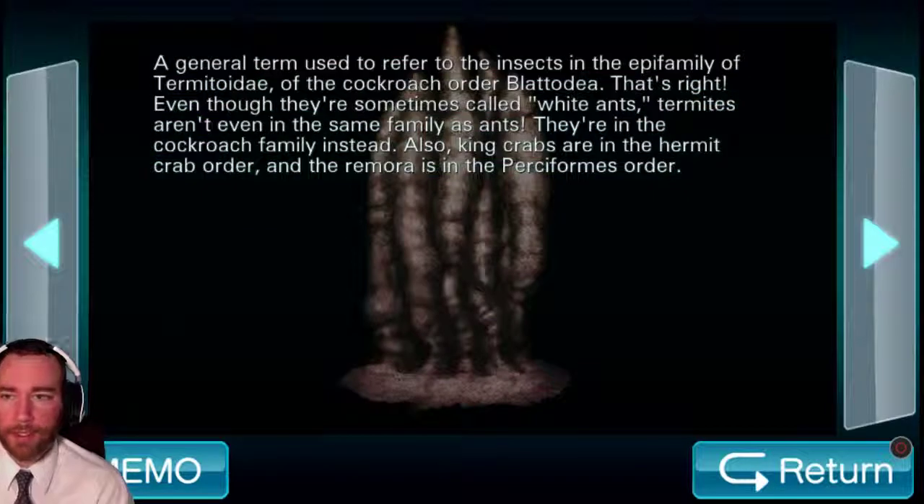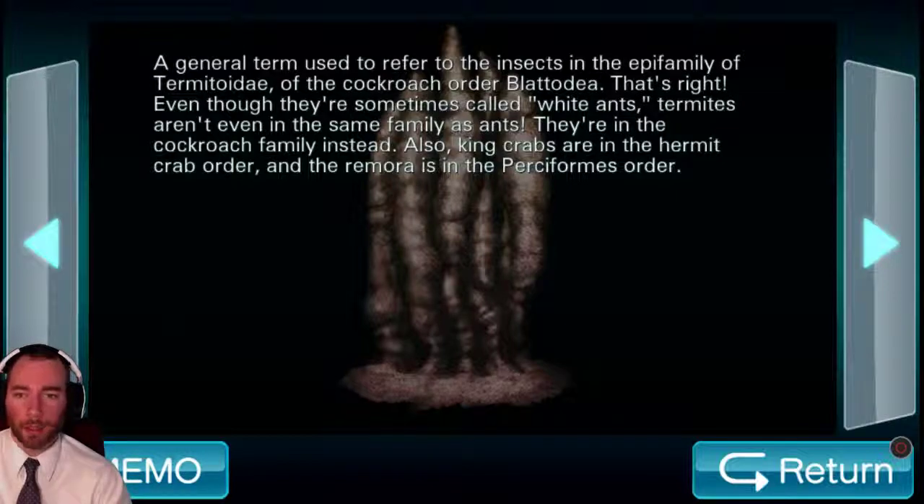We've heard about termites, so we can read this. A general term used to refer to insects in an epifamily of Termitoidae, of the cockroach order Blattodea. That's right. Even though they are sometimes called white ants, termites aren't even in the same family as ants. They're in the cockroach family instead. Also, king crabs are in the hermit crab order, and the Romera are in the Porifera order.